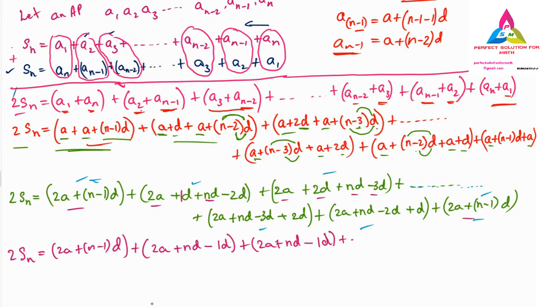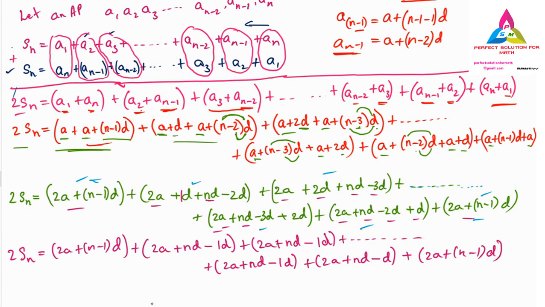So next one, plus, so on, plus 2a as it is, plus nd as it is. So next is minus 3d plus 2d, again how much? Minus 1d. Again 2a. Here you have nd, you have to write nd as it is, minus 2d plus d, that is minus d. So lastly the same thing we have to write as it is, 2a plus n minus 1 into d.